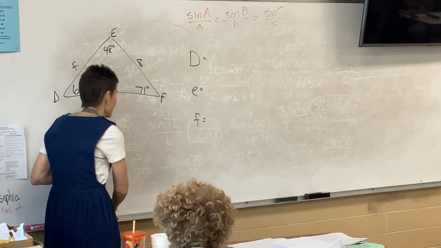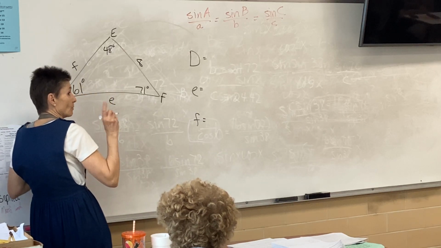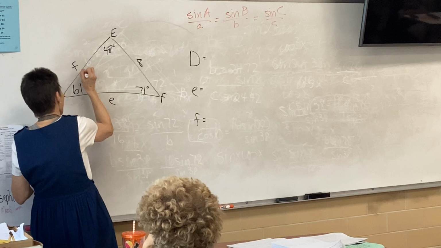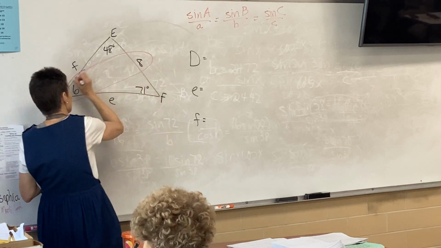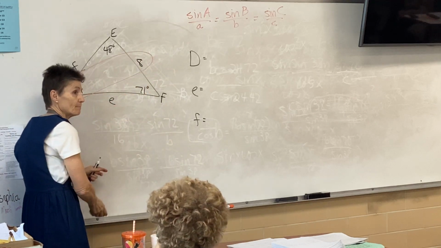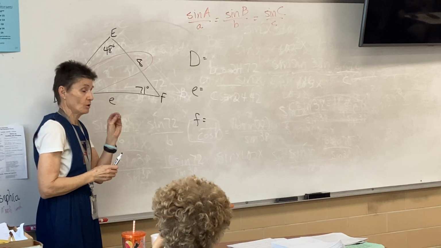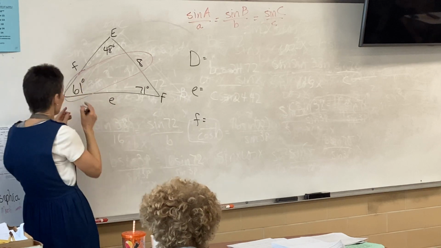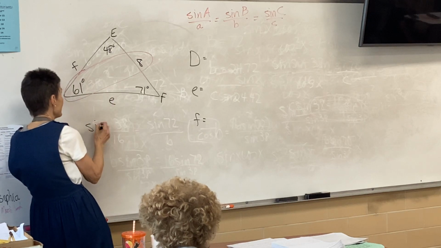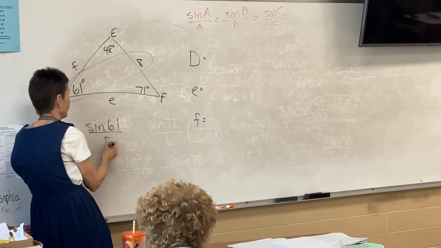Now, as soon as he found that 61, remember, when you do the law of sines, you've got to look for this pair. Do you see it? You have to have a pair for the law of sines to work. So the pair you have is sine 61 over 8.